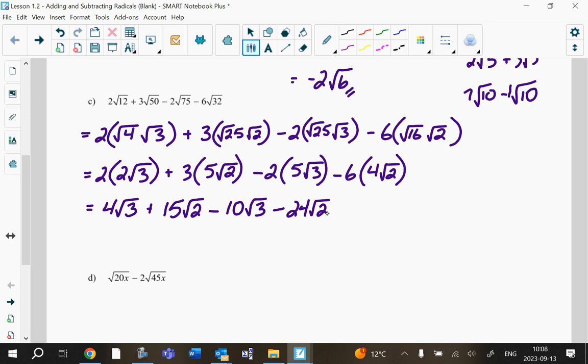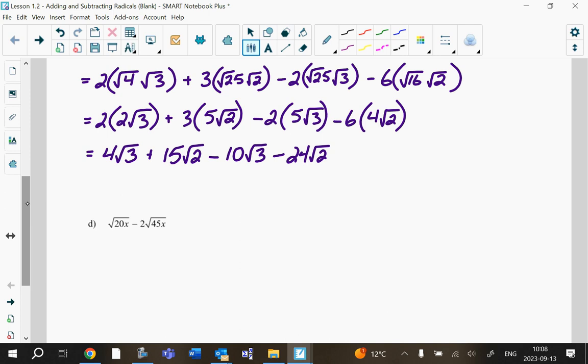3 times 5. Because it says right here, 3 times 5. Sorry. When you've got two numbers beside each other, one in parentheses, it means multiplication. That's okay.